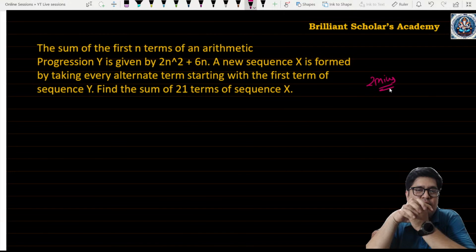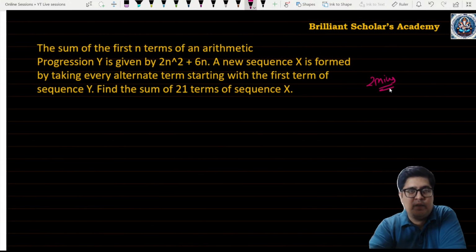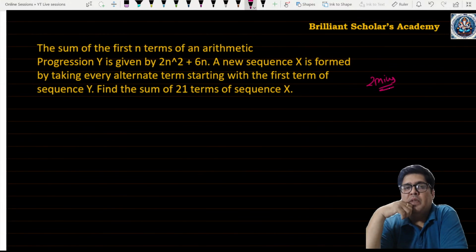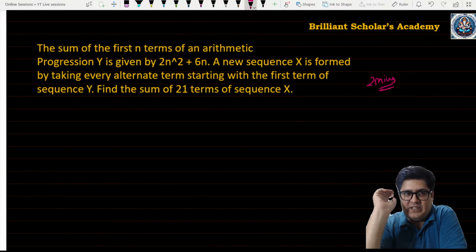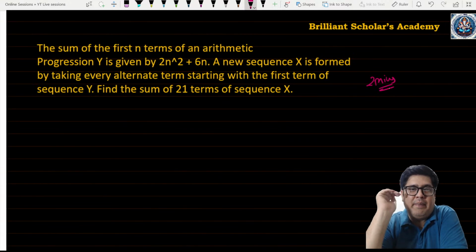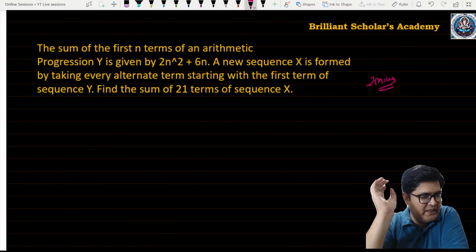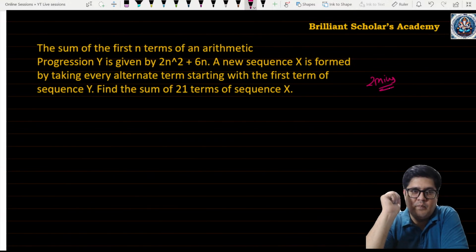The sum of first n terms of an arithmetic progression y is given by 2n square plus 6n. A new sequence x is formed by taking every alternate term starting with the first term of sequence y. Find the sum of 21 terms of sequence x.